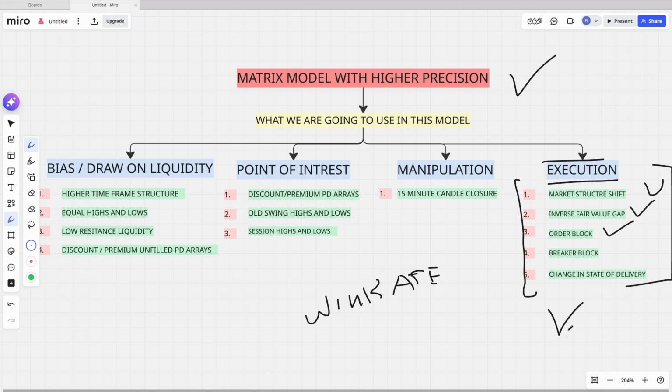However, in this video, I am going to focus on using breaker blocks as the primary entry price delivery array. The reason for this is that breaker blocks provide a higher level of confirmation compared to many other entry models. They often represent a clear shift in order flow and offer more reliable entries when used in the right context.